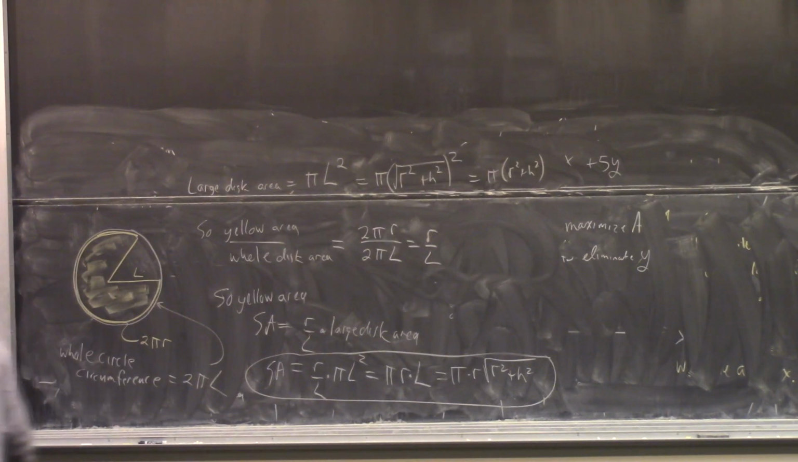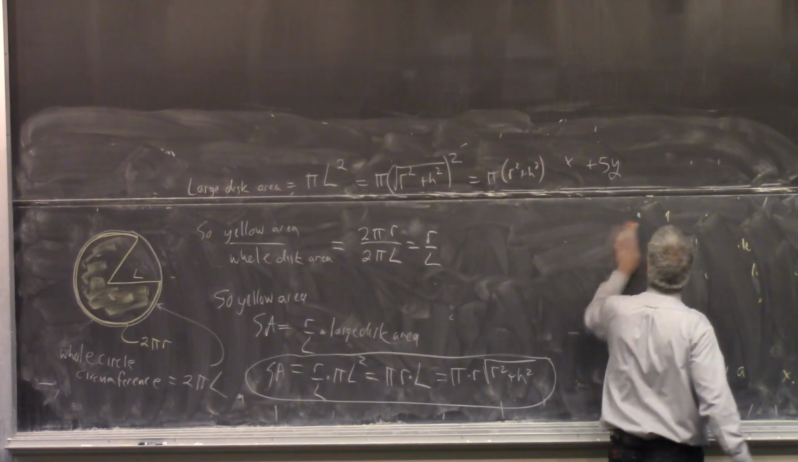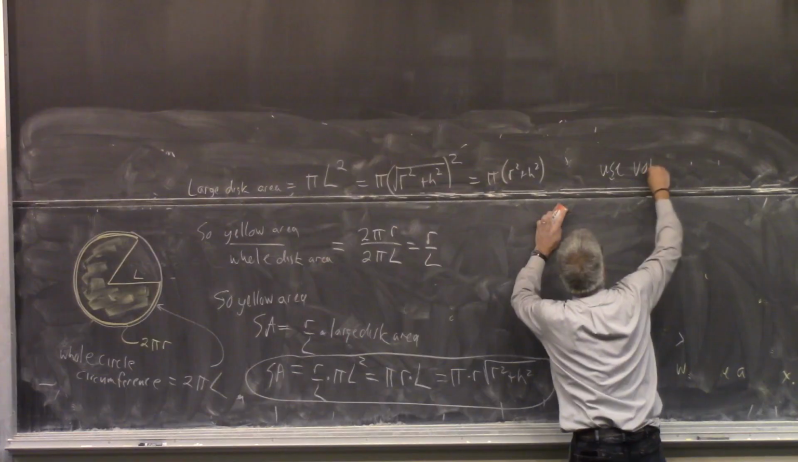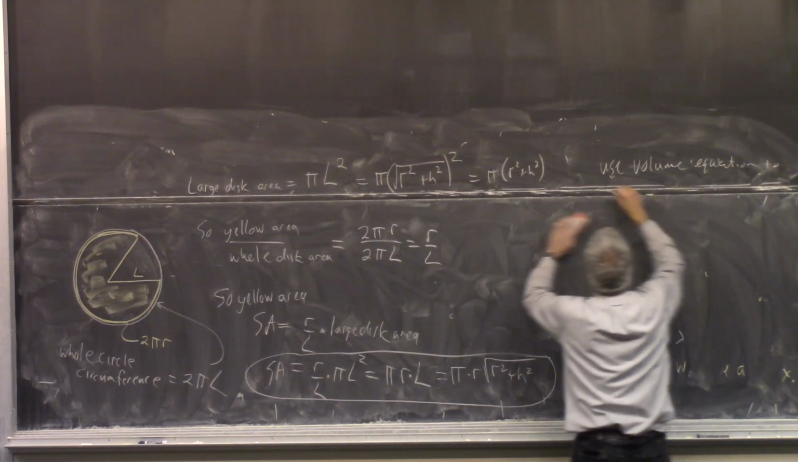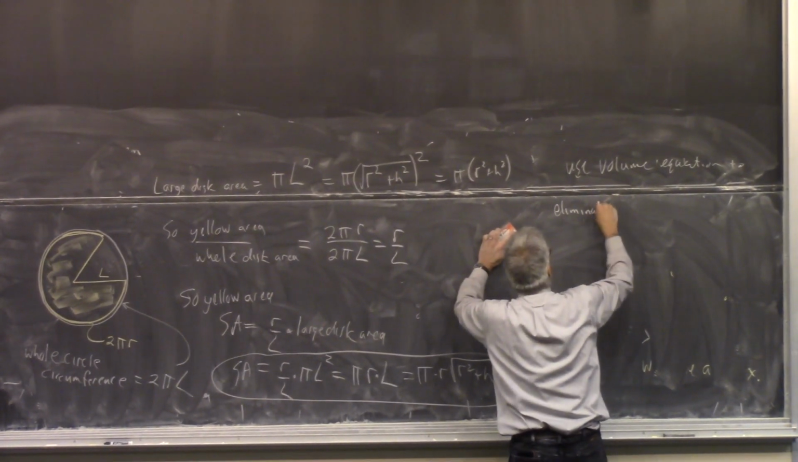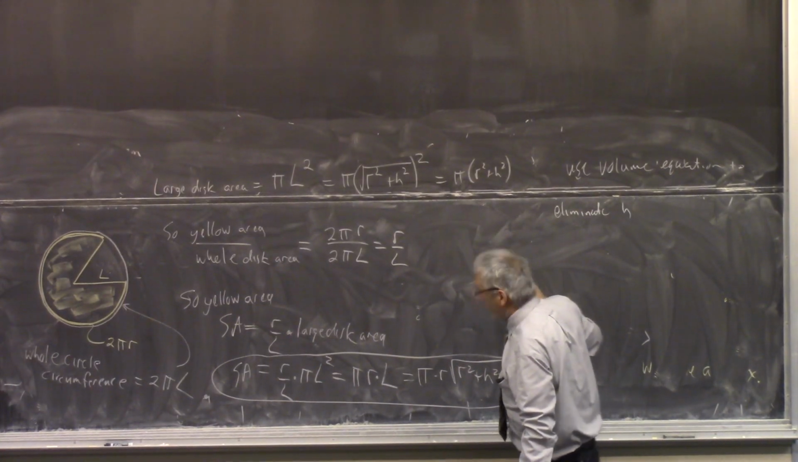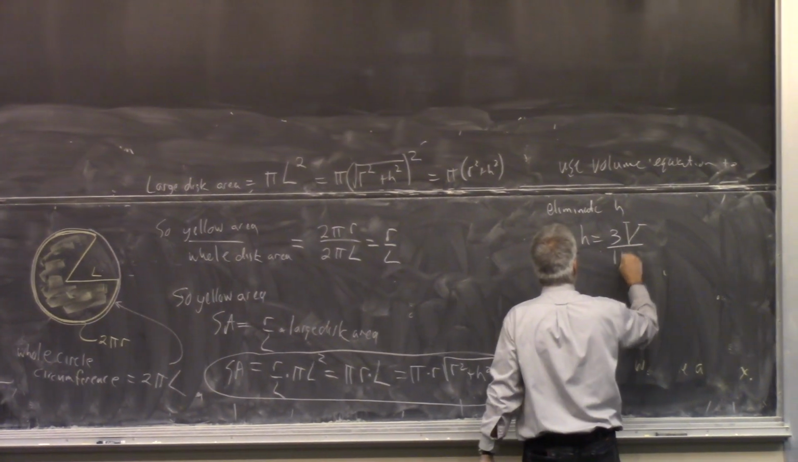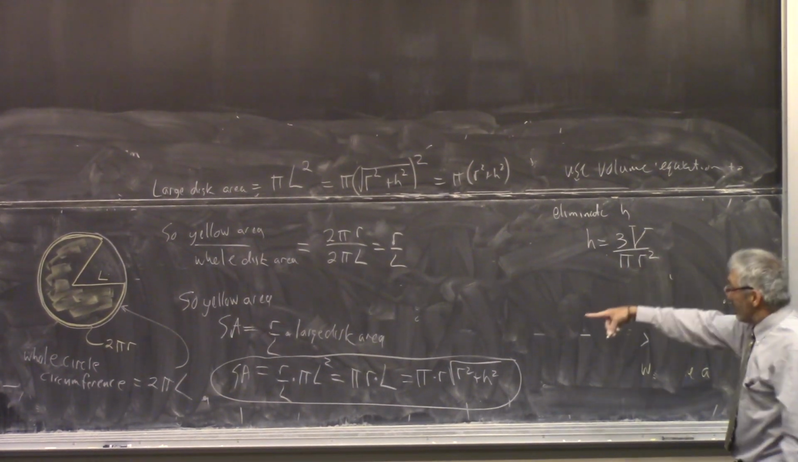So I have two equations. I have a volume equation and I have a surface area equation. So we're going to do what we always do. We're going to use the volume equation to eliminate h. So I get that h equals 3v over pi r squared. I'm not going to plug in the number until the very end. Then I'm going to substitute that into this equation.